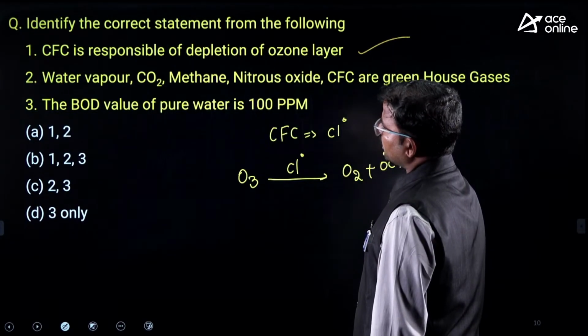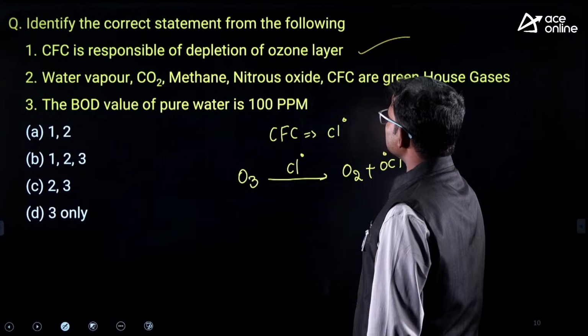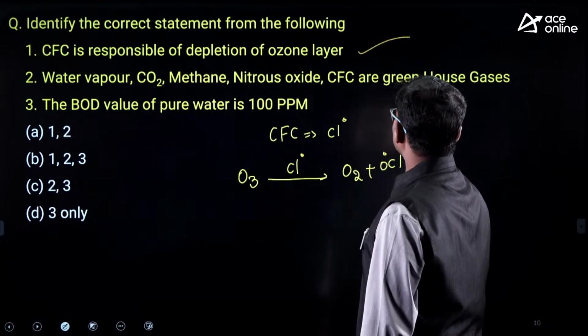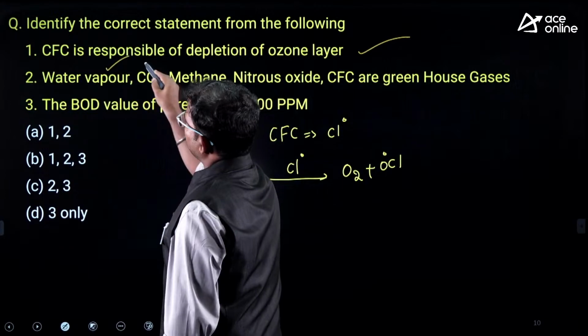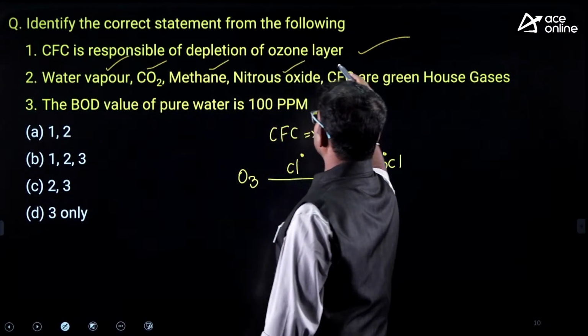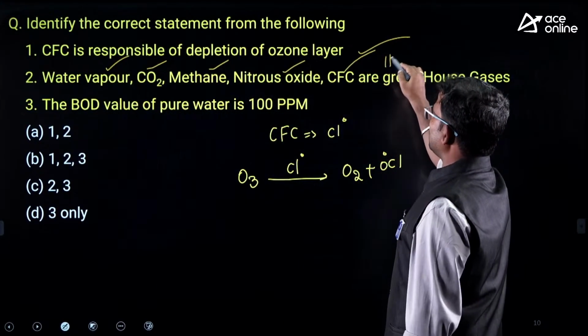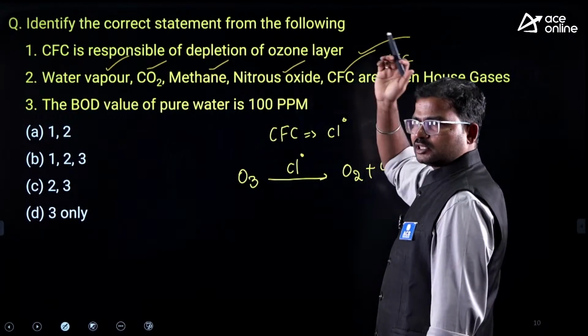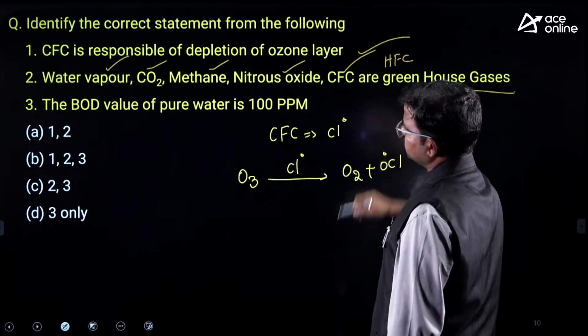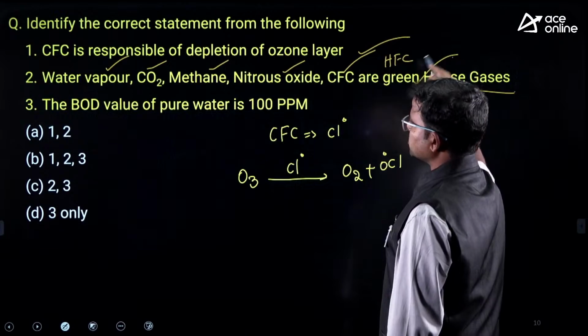Next, water vapor, carbon dioxide, methane, nitrous oxide, chlorofluorocarbons are greenhouse gases. Of course, also hydrofluorocarbons, sulfur hexafluoride. Almost all of these are considered greenhouse gases. That's why statement 2 is also correct.